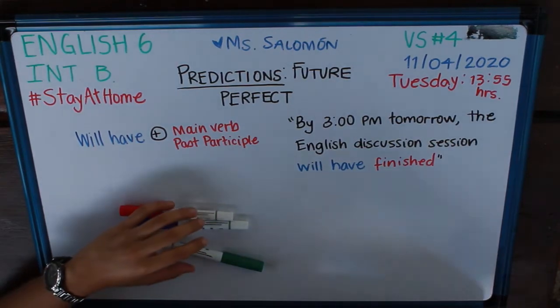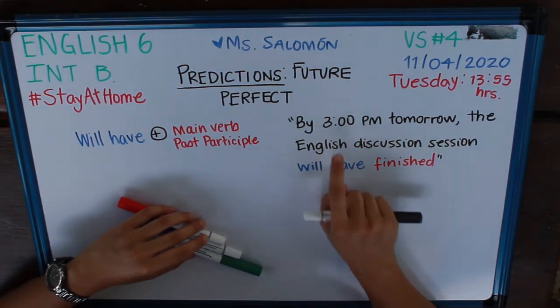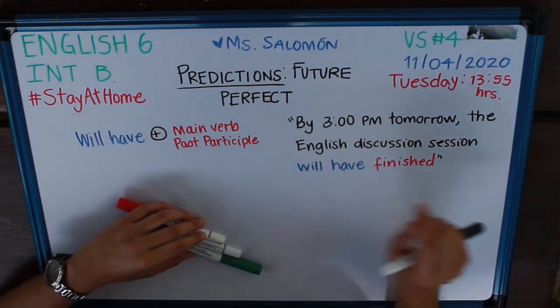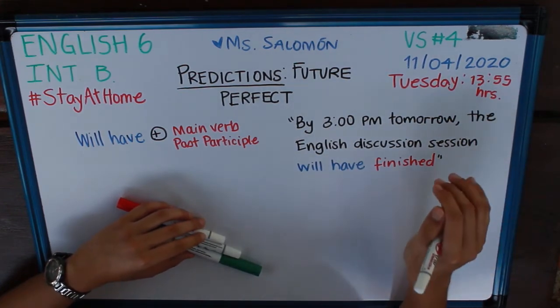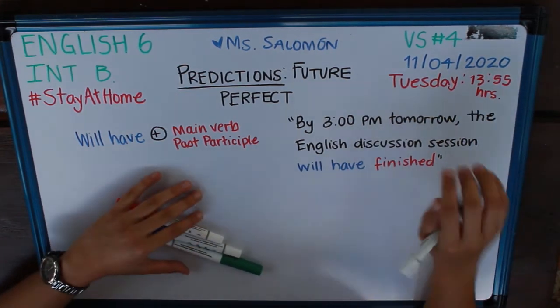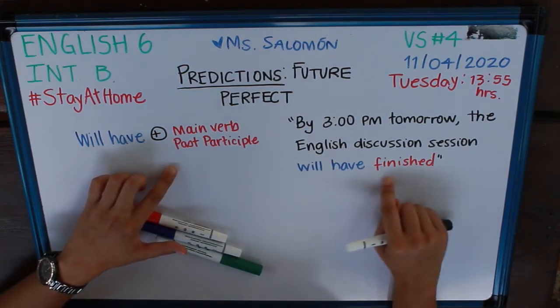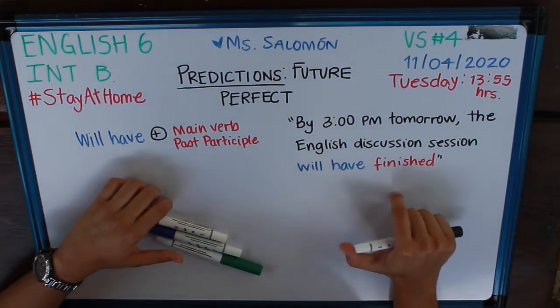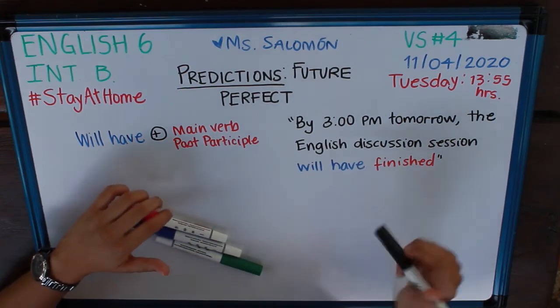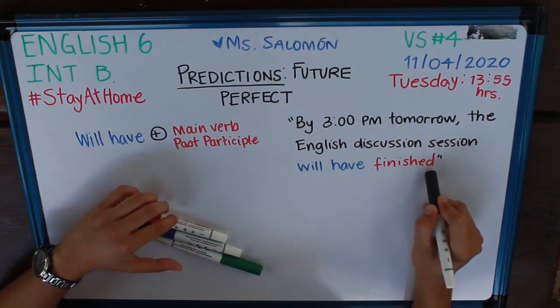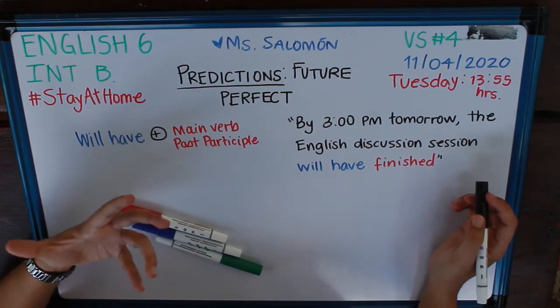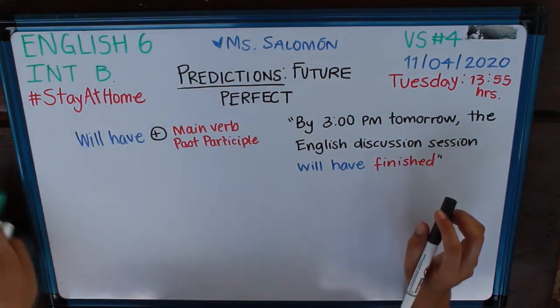So if we read the example, it says, "By 3 p.m. tomorrow, the English discussion session will have finished." If you notice right here, we have "will have" and we have the main verb in past participle. Of course, finish is a regular verb, so that's why it ends with -ed. Now, let's move on to the uses of this future perfect tense.